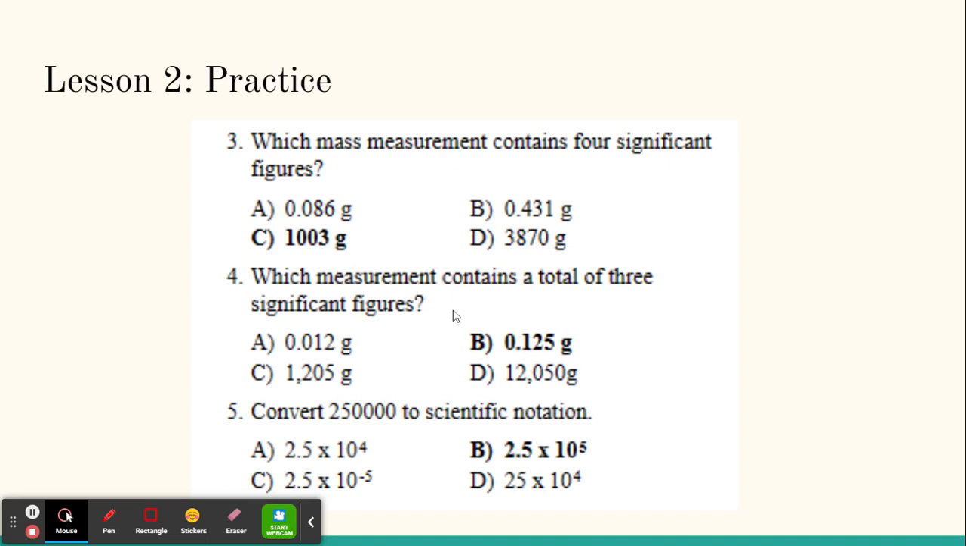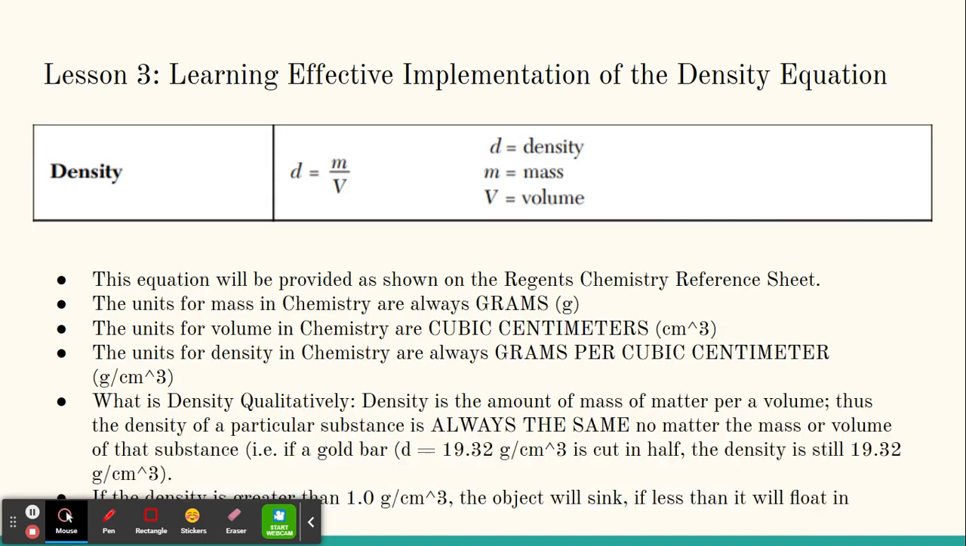Question 4 and 5 you can try by yourself. Question 3, learning effective implementation of the density equation. This equation will be provided on the Regents chemistry reference sheet. And if you're not taking the Regents chemistry exam and instead a different pre-AP chemistry curriculum, you will have to consult with your administrator on whether this equation is given or not given to you.